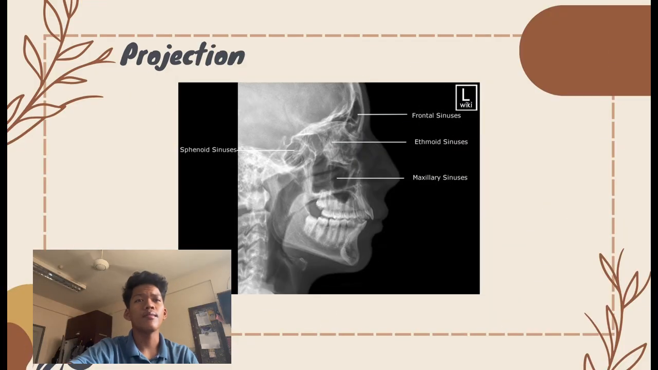Okay, now let's move to the PNS lateral basement. First, the projection. The projection must include the frontal sinus, ethmoid sinus, sphenoid sinus, and maxillary sinus. So these are the four main criteria that must be included in a PNS lateral.